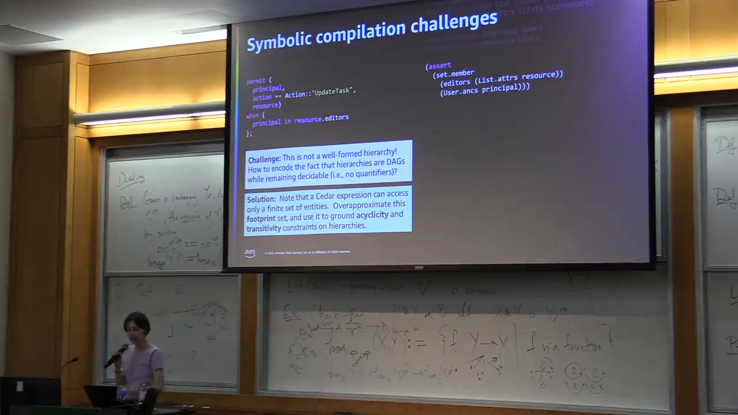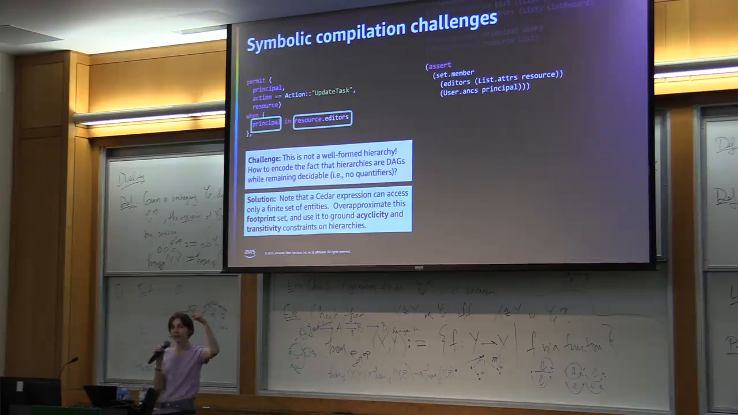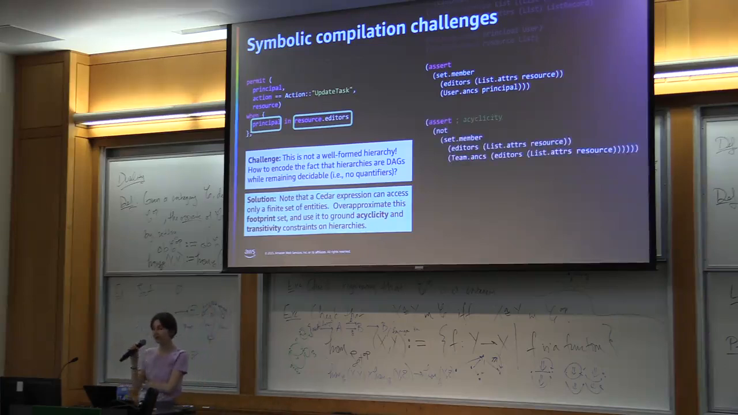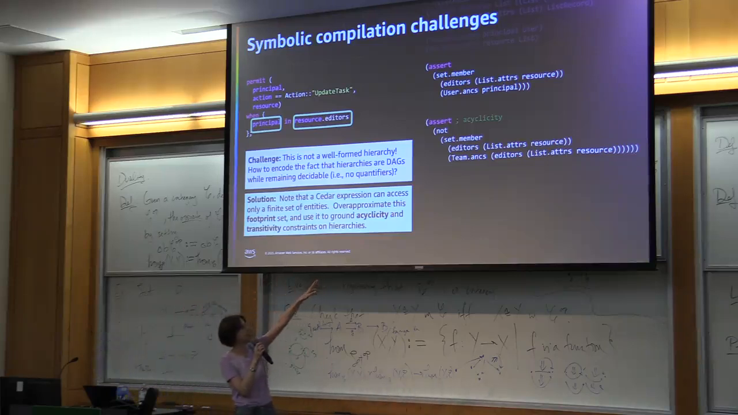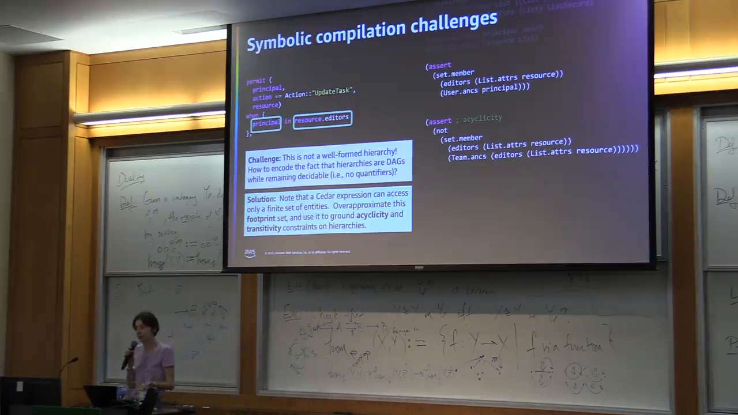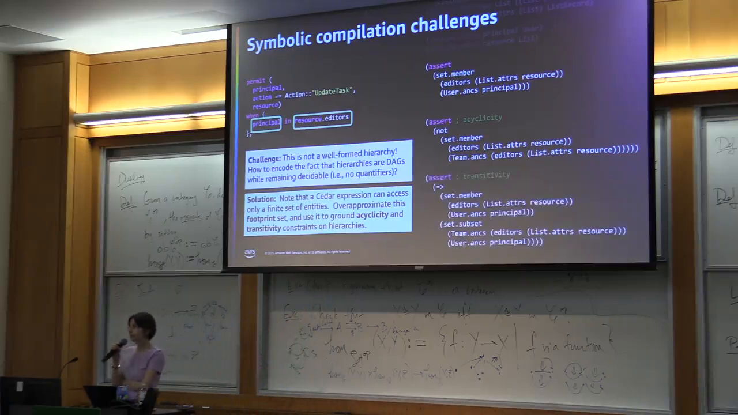Okay? So in this case, there are two relevant sub-expressions. And what we're going to do is emit all the acyclicity and transitivity constraints that are relevant to those two sub-expressions. So the first one is acyclicity, okay? So teams can roll up to other teams, and we have to prevent the cycles there. So we're going to say that it's not the case that the editor set is a member of its own ancestor set. Okay, so the editor team is not a member of its own ancestor set. And then we're going to emit the transitivity constraint that relates the principal to the resource of editors. Okay? So this is a finite number of constraints in a decidable fragment.